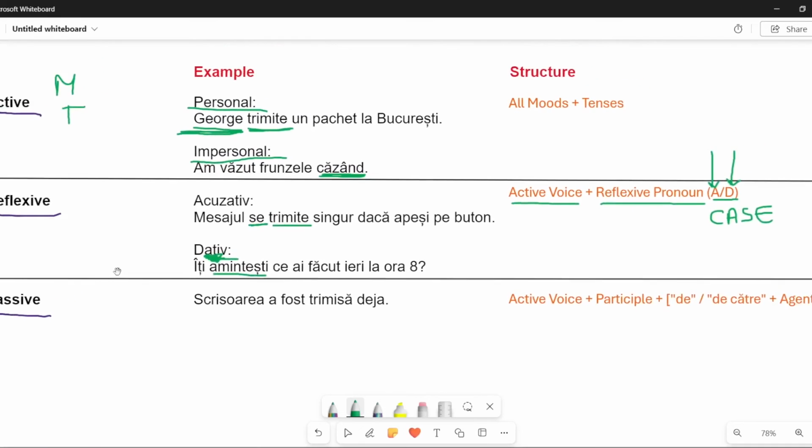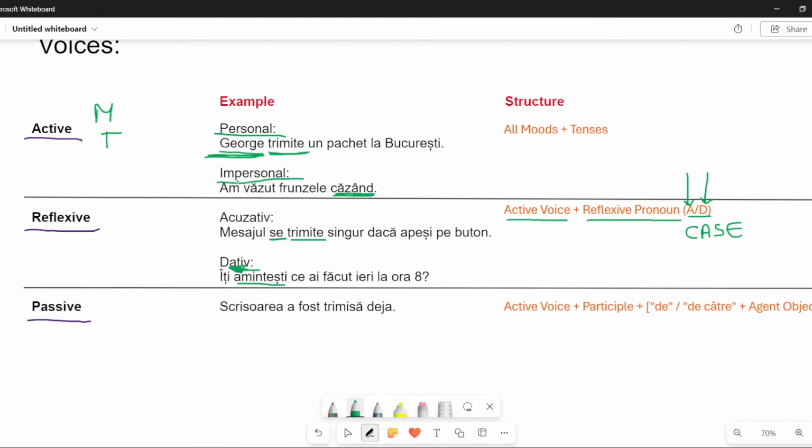And finally, the passive voice. We already covered a bit of the passive voice in the example above. It is built with the help of an active voice personal mood, so one that can be attributed to a person or an object or subject, right? Plus a verb in the participle. And optionally, this is what the brackets mean, either de or de către, which is by, plus the agent object I mentioned earlier.